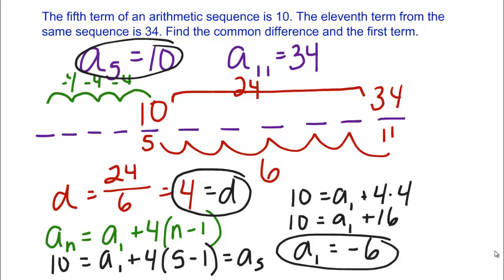And I could have also worked backwards, but just in case that a5 was actually a100, and I didn't want to have to count backwards that many times, it's nice to have a formula to rely on. And that's the really nice thing about arithmetic sequences, is that we always do have that formula, and it's a pretty nice, consistent pattern. Good luck!